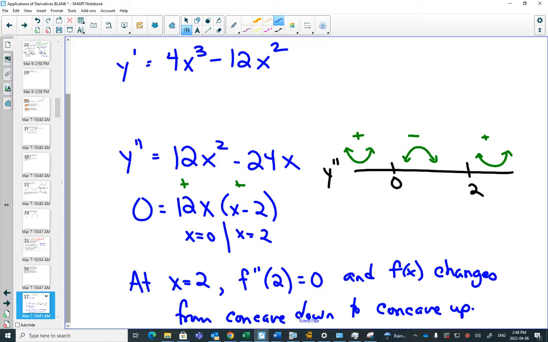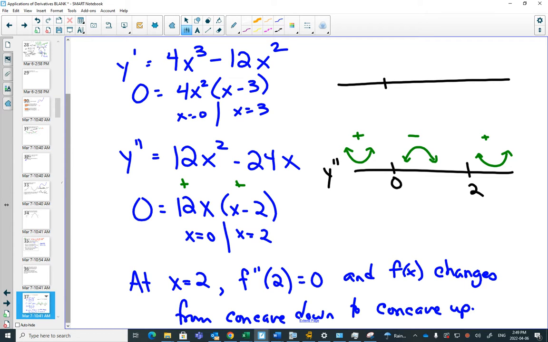The other way to show an inflection point would be, and this is why I left the space, if we did our first derivative and set our first derivative equal to 0 and factored out a 4x squared, leaving us with x minus 3, we would have got x equals 0 and x equals 3. Drawing our number line here, okay, we would have 0 and 3, and I would label this as y prime, because this is my y prime number line.